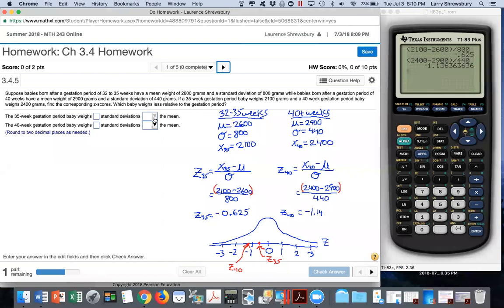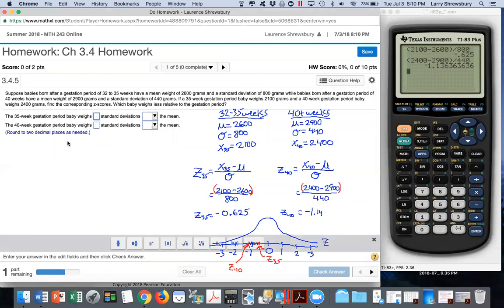Just how many standard deviations below or above. So the 35-week is, let's go over here. And they want to round to 2 decimal places. So that would be 0.63. Now, if I put a minus in front of there, it's going to mark it wrong. So don't do that. It's an easy mistake to make.